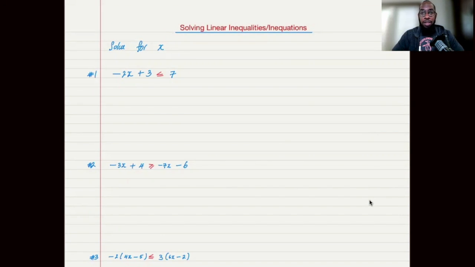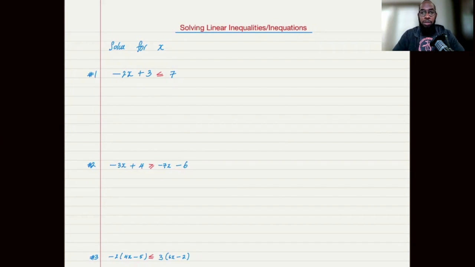Solving linear inequalities or inequations. You would notice you're seeing a less than or equal to sign, a more than or equal to sign. Some questions you may have a more than sign or a less than sign, right? Basically, solving linear equations have equal signs, but inequalities have a less than or equal to sign, more than or equal to sign, or less than sign or more than sign.